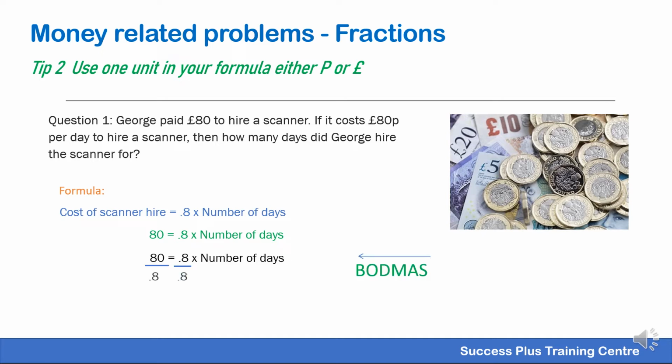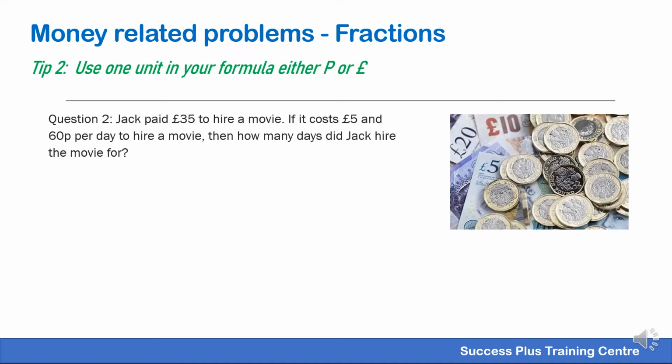To solve this equation, we must use the inverse now. So we divide 0.8 by 0.8 and 80 by 0.8 to find the number of days. This means the number of days equals 100. Now let's have a look at the next question.